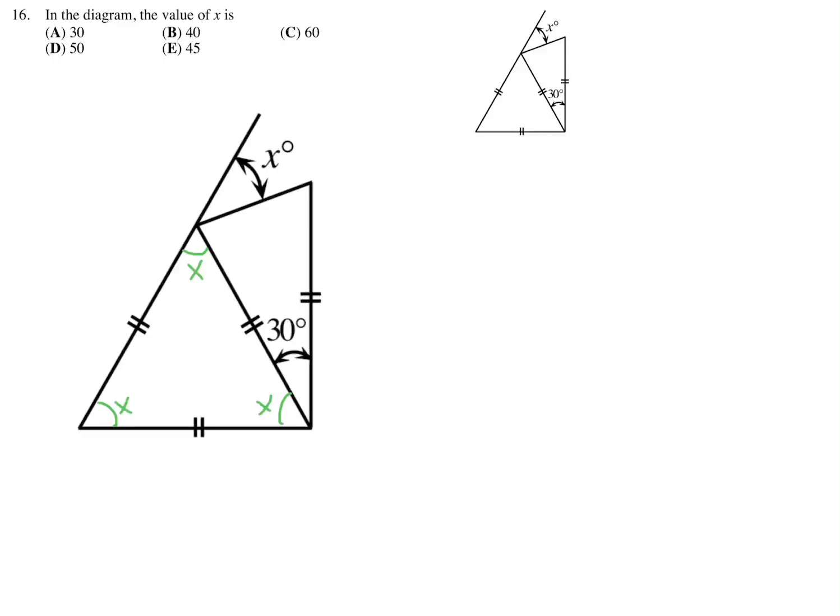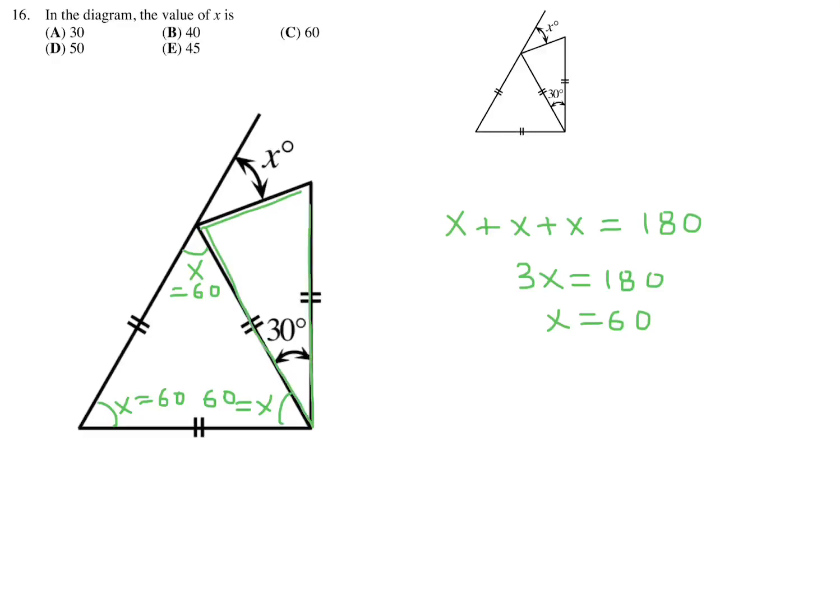But we know that all the angles of a triangle add up to 180. So from this triangle, I get x plus x plus x is 180, 3x is 180, and therefore x is equal to 60. All right, so this is 60, and this is 60, and so is this one.